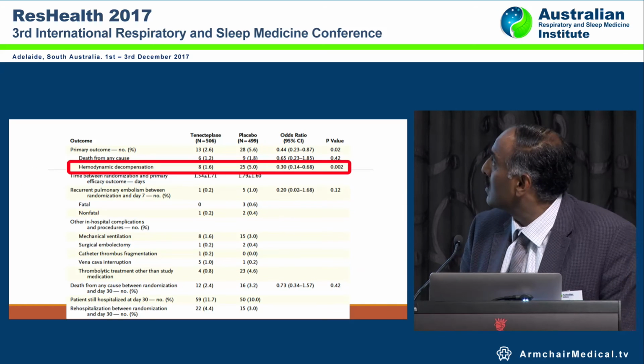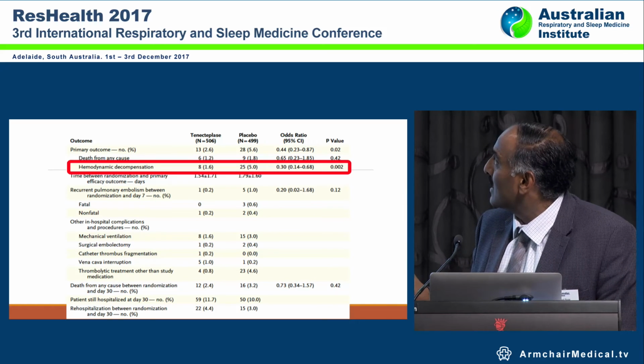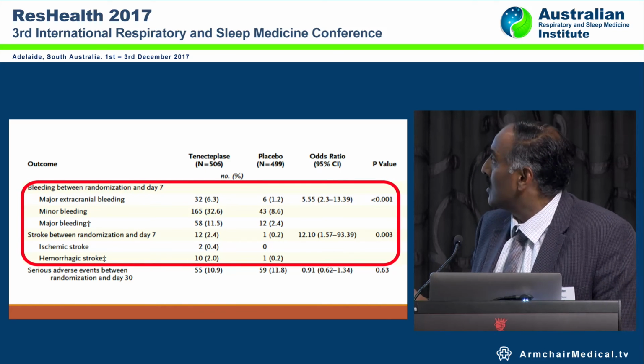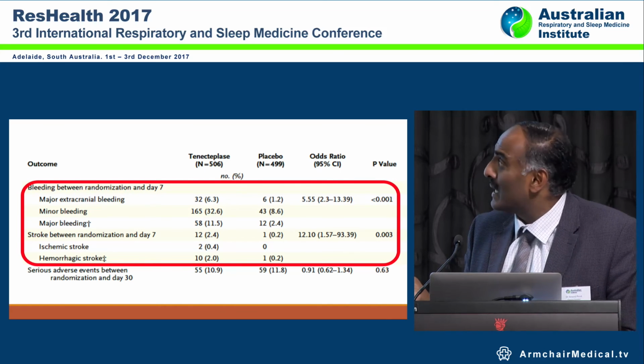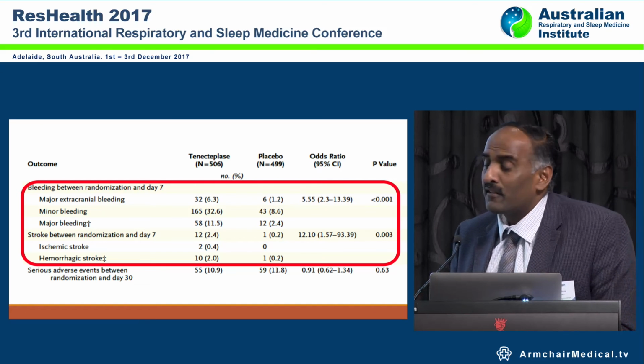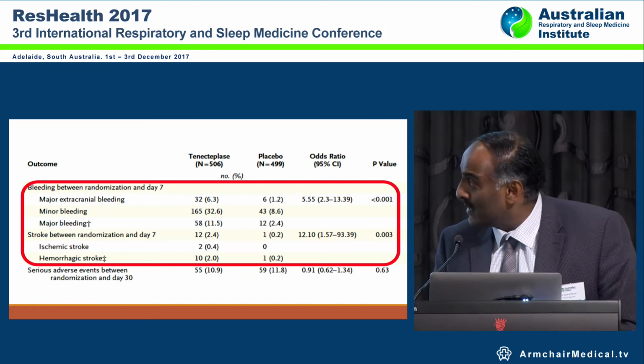Now, what did it do to all-cause mortality? Not much. And here's the problem. The number of bleeds was significantly higher. And hence, it fell out from being standard practice in this particular group.